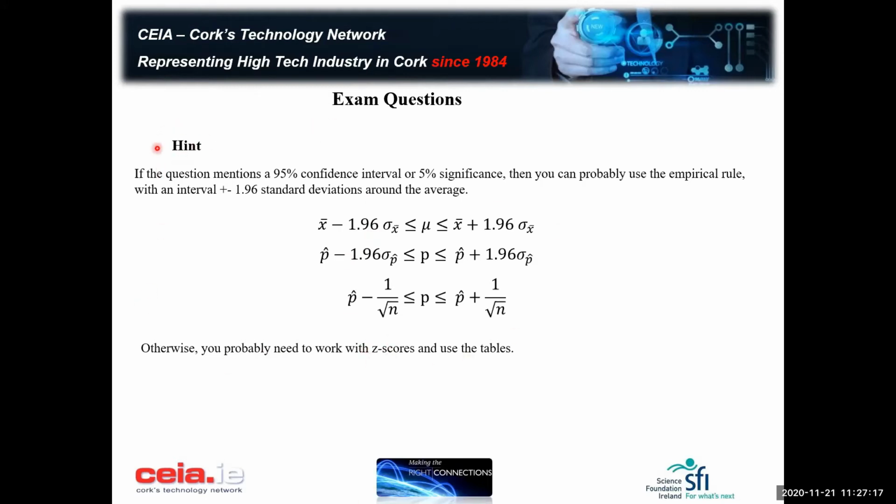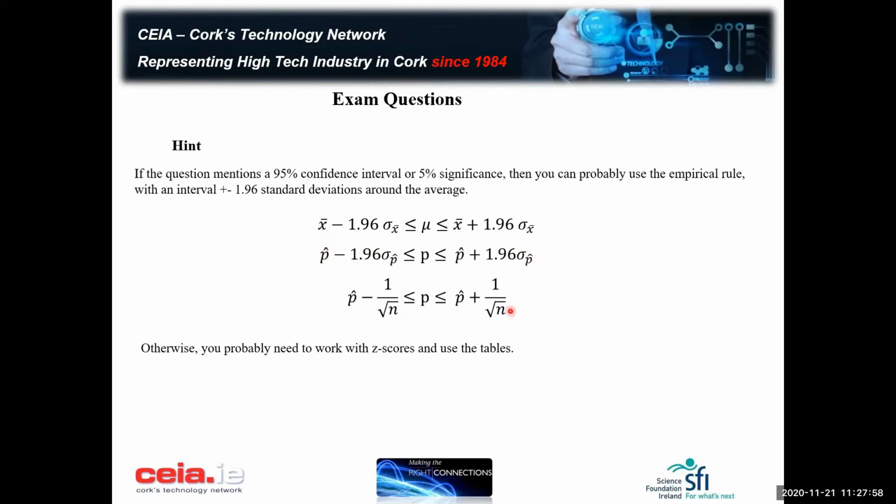Now, it can be a bit daunting reading an exam question to decide exactly how you go about it, but there are generally some hints in the question. If you do see 95% confidence interval mentioned, or equivalently 5% significance test, then that probably means you're going to use the empirical rule, which means you go 1.96 standard deviations around the average for your confidence interval. So for inferences about means, that would be this formula, or the equivalent formula for inferences about proportions.